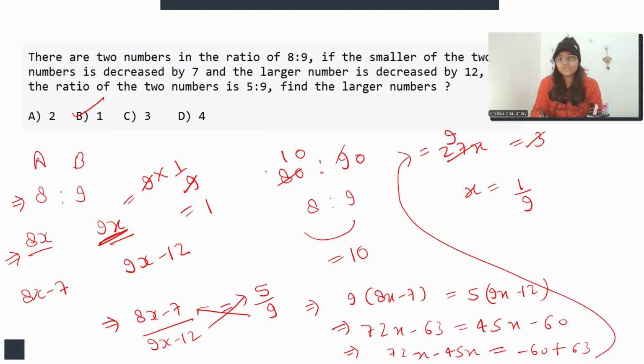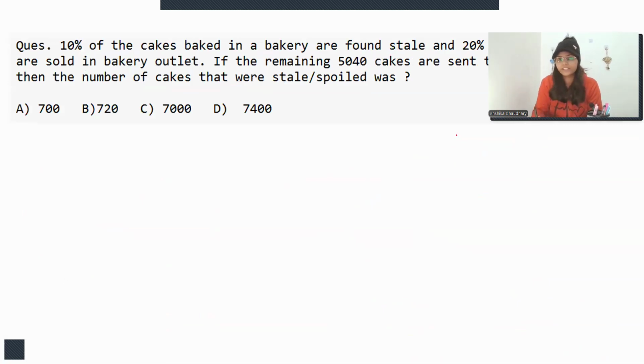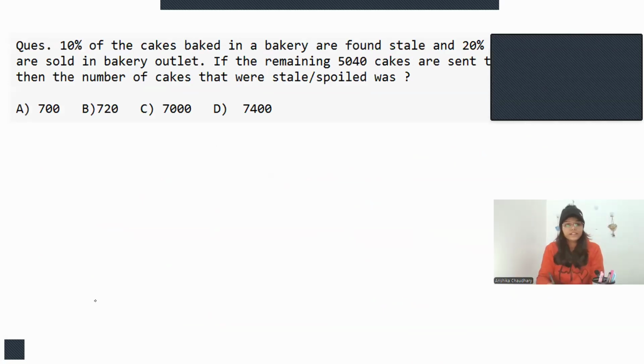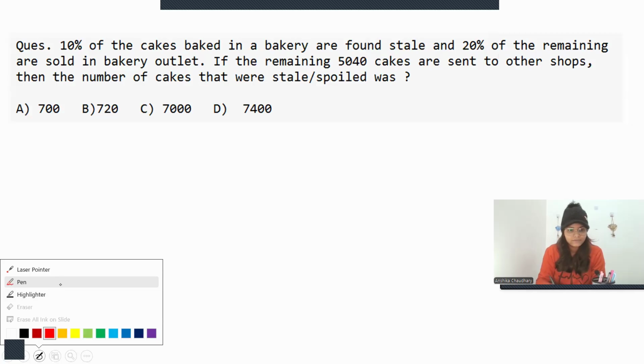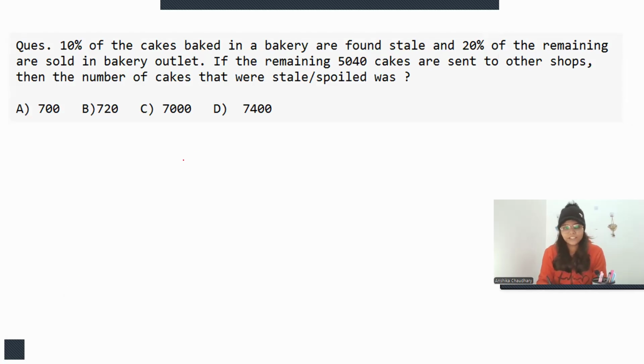Moving forward, this question was asked in 2020, then in 2022, then in 2024, right? So alternatively it was asked three times, right? Let's move on to the next question. The next question is from percentage. Again, a very important topic.